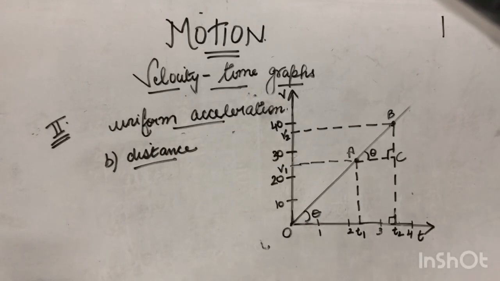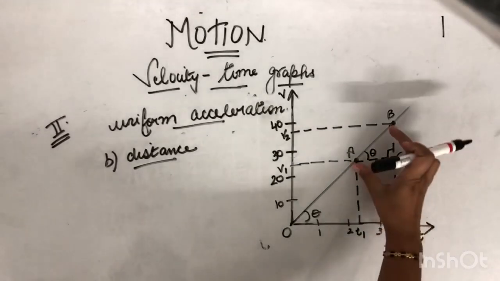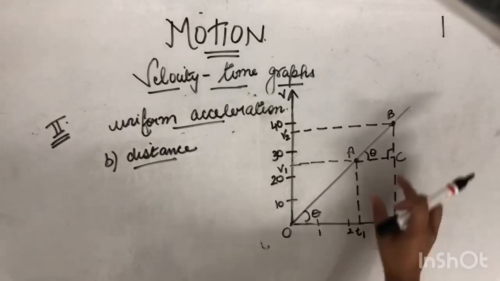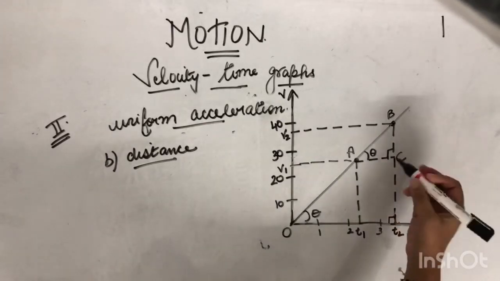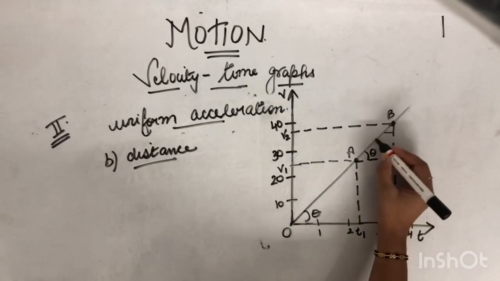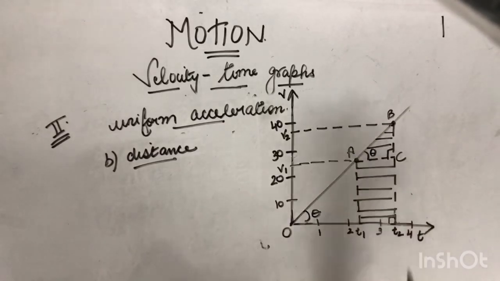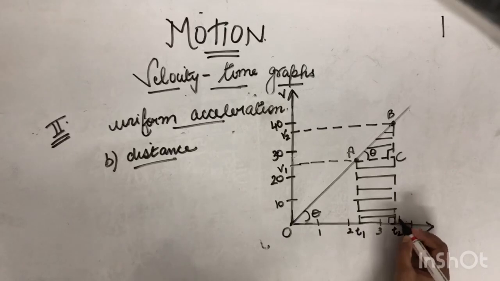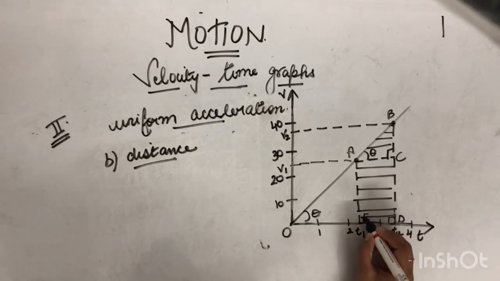What we can find next is the distance covered by the body. Now distance is given by the area under the velocity-time graph. Now we have taken this small portion AB, meaning we have to find the distance covered for AB. So the distance covered will be given by the area under AB. So which area is coming under AB? This whole area is coming under graph AB. So I'll mark these points. This I'll take as D and this point is E.